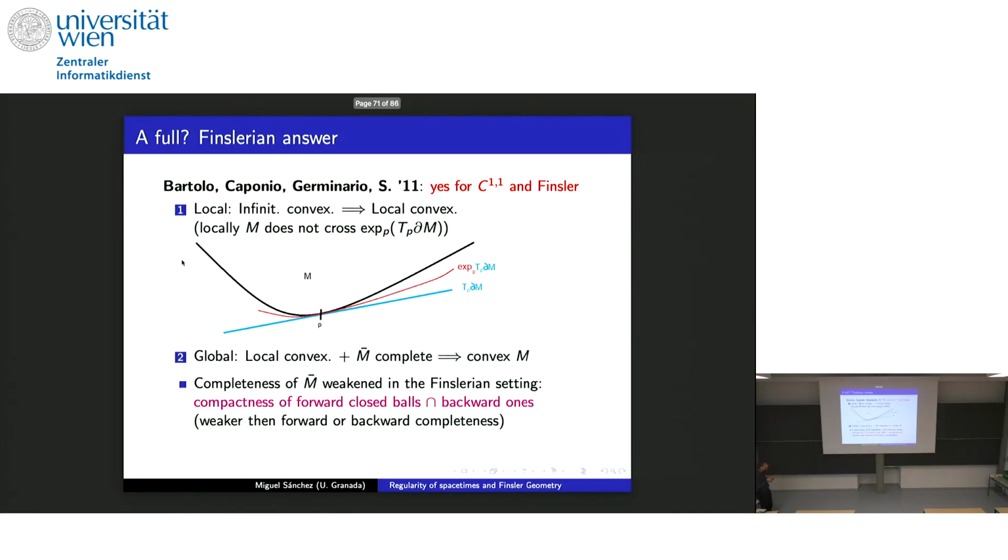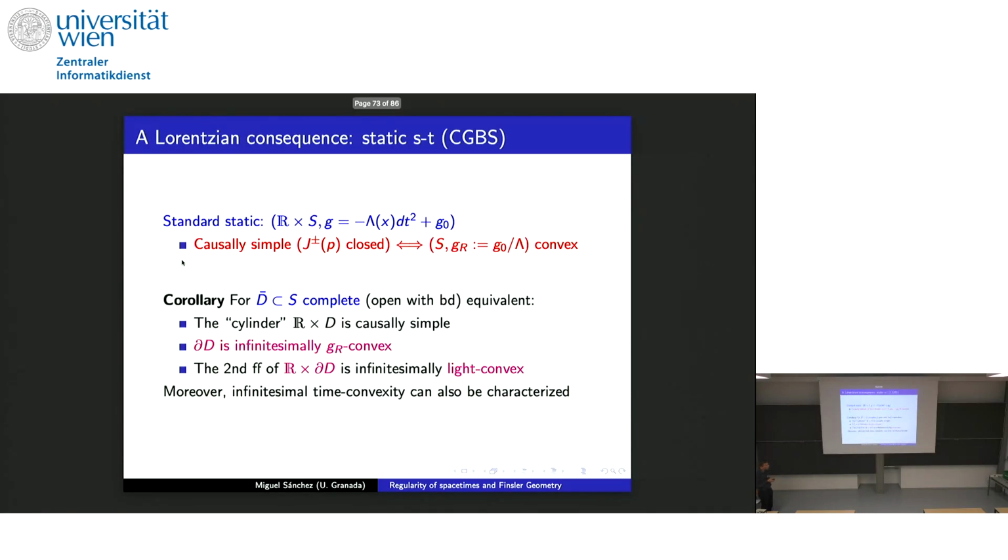Well, when we obtained this result, we thought that this was the optimal result. After looking at results like Melanie's with the C1 metrics and by other people here in the audience, I don't dare to say that this is optimal. And perhaps somebody here can lower the regularity. Anyway, let me tell you some consequences for spacetimes.